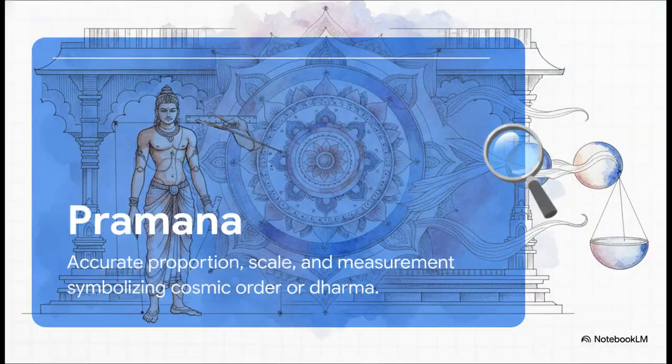But here's the thing, pramana isn't just about using a ruler to make sure an arm isn't too long. Proper proportion actually symbolizes cosmic order, which is known as dharma in Indian philosophy. By mastering structural anatomy and scale, the artist is quite literally reflecting the stable, rhythmic balance of the universe itself right there upon the canvas. It's what evokes that profound sense of stability and aesthetic pleasure when we look at a great painting.